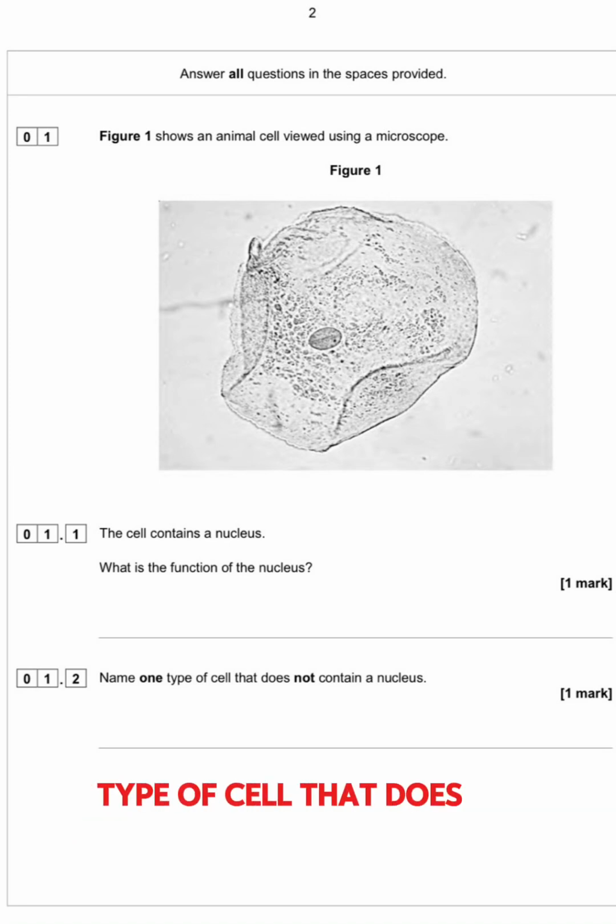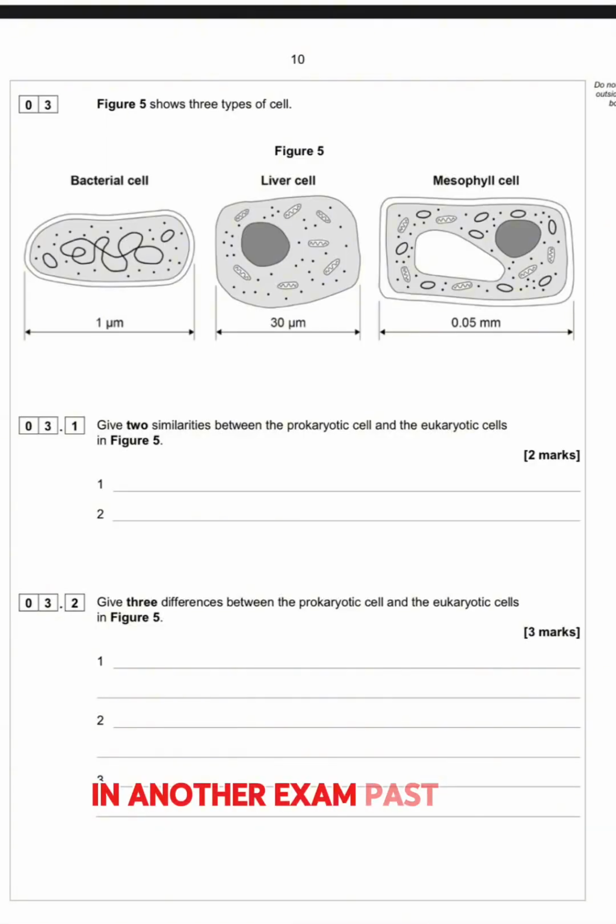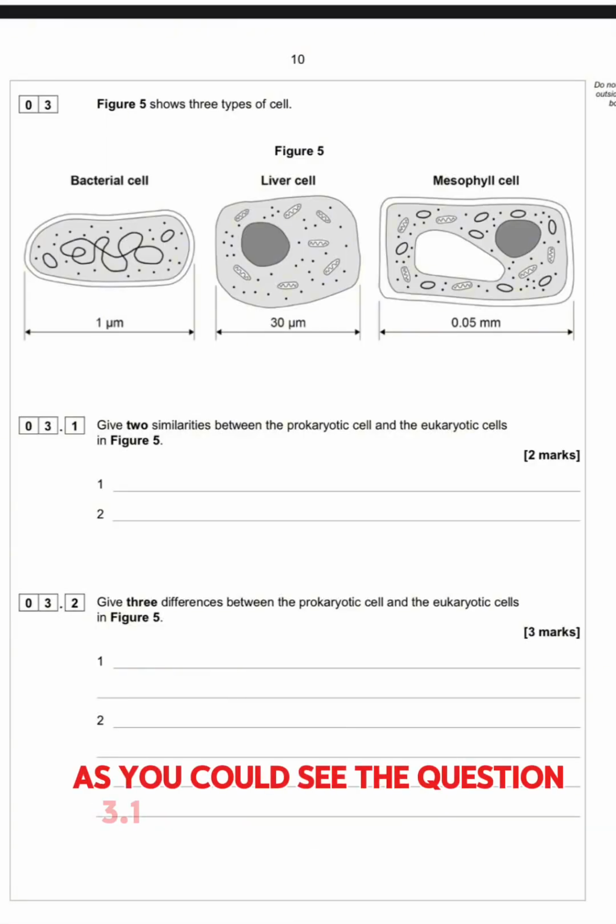After that, the next part of the question, which is 1.2, requires the answer to the question: name 1 type of cell that does not contain a nucleus. The answer to this simple question is red blood cell. Also acceptable, bacterial cell.